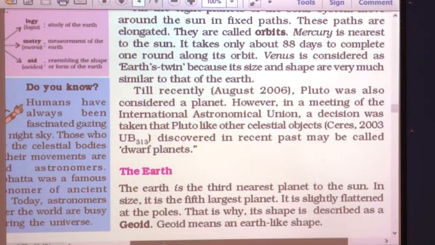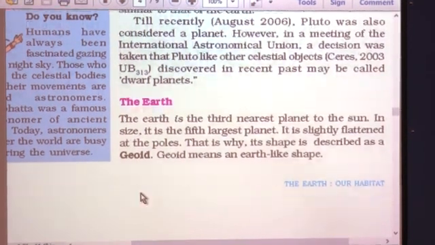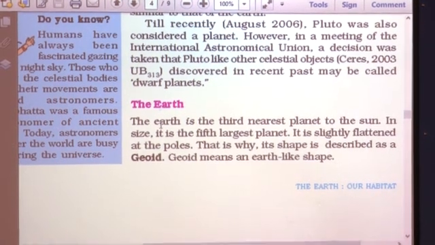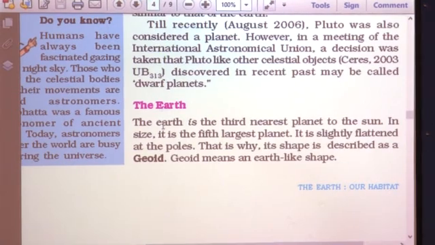Now we will come back to our planet Earth. The Earth is the third nearest planet to the sun, children. Okay, it is the third nearest planet to the sun and it is the 5th largest planet. If we go by size, it is the 5th largest planet, and if we go by the sequence, it is the 3rd planet in our solar system: Mercury, Venus, Earth. So after Venus, our planet Earth comes.